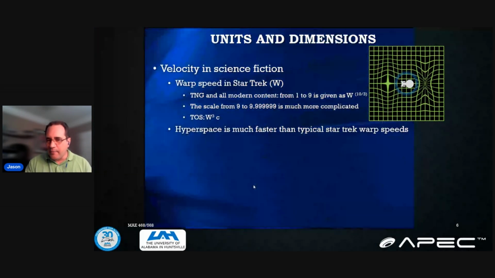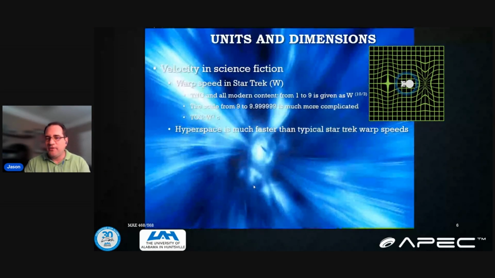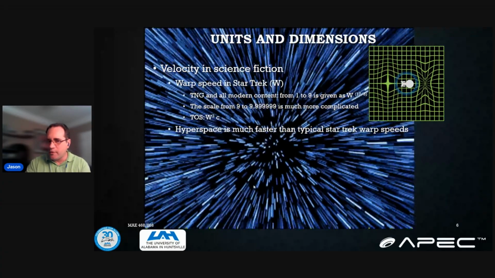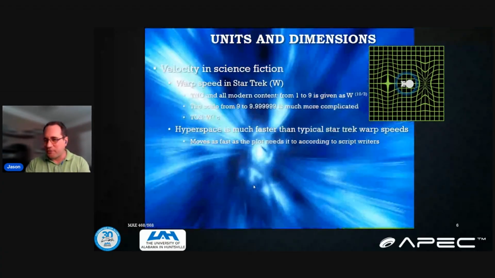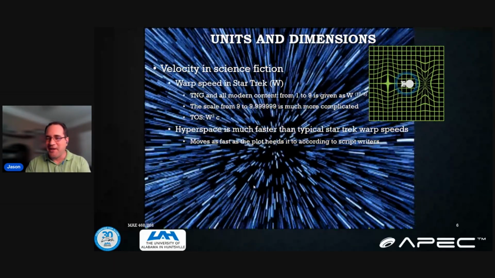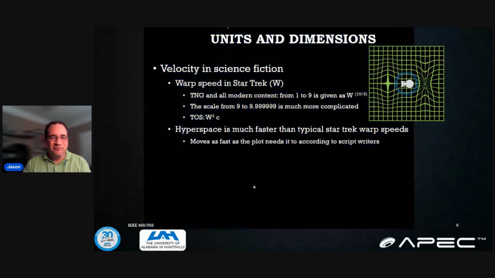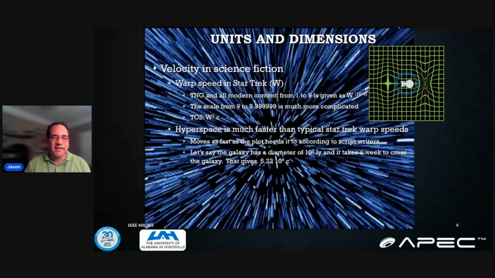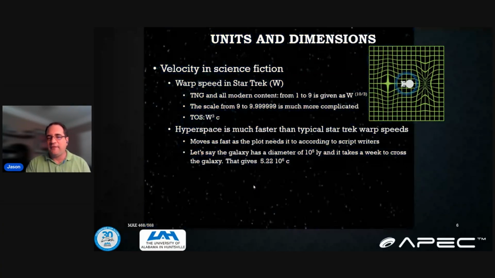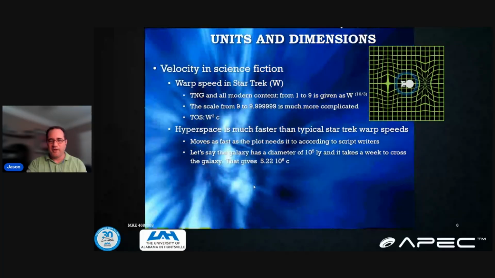And hyperspace, if we look at Star Wars, is much faster than typical Star Trek warp speeds. It moves as fast as the plot needs, according to script writers. That's based on interviews, I think. Let's say the galaxy has a diameter of 10 to the 5 light years. It'd take a week to cross the galaxy. That gives a little over 5 million times the speed of light.